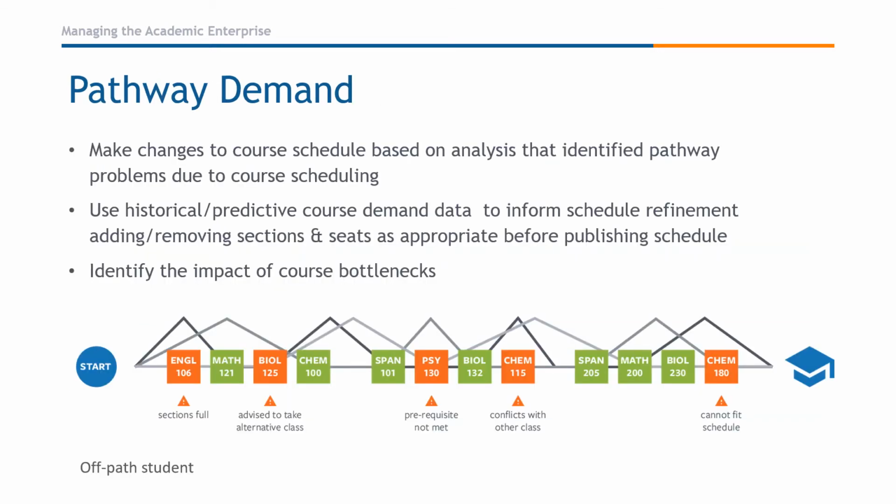In analyzing pathway demand, an institution can review issues that occur for individual students as well as groups of students. Ideally, a student would have access to all required courses in their pathway in each term, but the competitive open registration process that occurs on most campuses, along with schedules that are rolled forward from term to term, means that students may encounter issues along the way. In the example of an off-path student below, you can see that issues arise. English 106 is full, Psychology 130 is in the second term of the pathway, but the prerequisite has not been met. Chemistry 115 is offered at the same time as Biology 132, so the student cannot complete both courses. And Chemistry 180 may only be offered in the daytime, and this student is a night student.